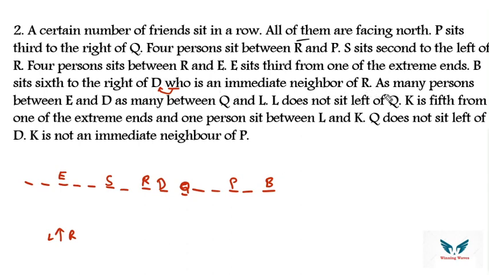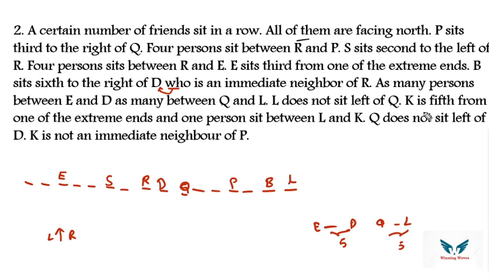Who is neighbor of R? As many persons between E and D as between Q and L. In between E and D, see, E here, D here, 1, 2, 3, 4, 5 people. In between E and D there are 5 people, implies in between Q and L also there should be 5 people, but we don't know to the left side or right side. Okay, let's see. L does not sit to the left of Q, means L will be seated to the right of Q. So 1, 2, 3, 4, 5. So here you can fill with the person called L.